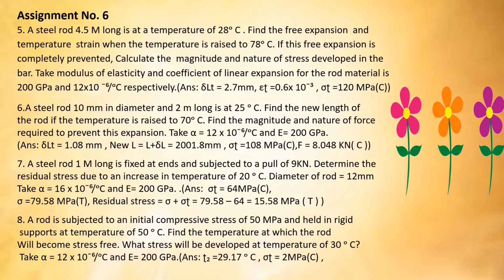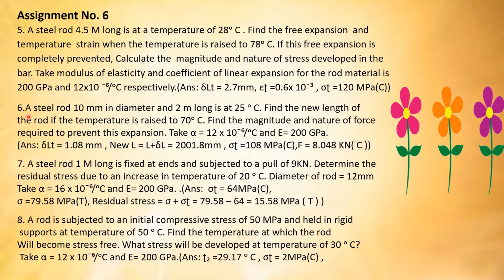Then question number 5. A rod of 4.5 meter long is at a temperature of 28 degrees Celsius. Find the free expansion and temperature strain when the temperature is raised to 78 degrees Celsius. If the free deformation is completely prevented, calculate the magnitude and nature of the stress developed in the bar. Take modulus of elasticity and coefficient of linear expansion for the rod material as 200 GPa and 12 × 10^-6 per degree Celsius respectively. And here I am giving the answer. Delta L, change in length due to temperature, 2.7; temperature strain epsilon T, 0.6 × 10^-3; and temperature stress sigma T, 120 megapascal compressive.